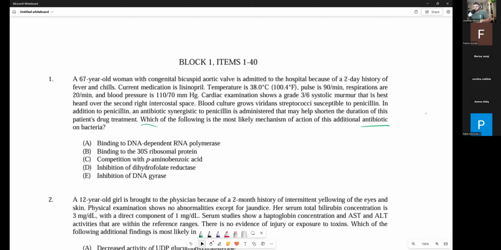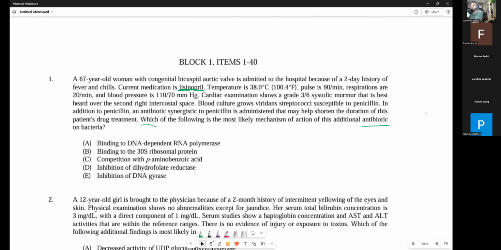Let's see. It says here a 67-year-old woman with congenital bicuspid aortic valve is admitted to the hospital because of a 2-day history of fever and chills. So that's not good. If someone has bicuspid aortic valve, now they're having fever and chills. Current medication seems to be lisinopril. Lisinopril, we understand this is an ACE inhibitor, guys. We know this. Temperature is 38 and pulse is 90. Respirations are 20. The BP is 110/70. So these vitals here, yeah, looking like an endocarditis, just being really biased in that sense.